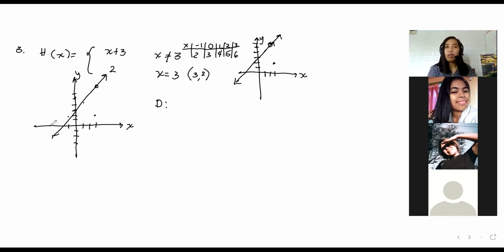So what is the domain for this piecewise? All real numbers. Negative infinity at the positive infinity or all real numbers. Kasi dito sa pangalawa, kasama na si 3 eh. Eh, yan 3 na yan lang yung value na hindi pwede dito. So, pag kinuha natin ang union nila, it's negative infinity to positive infinity. How about the range?